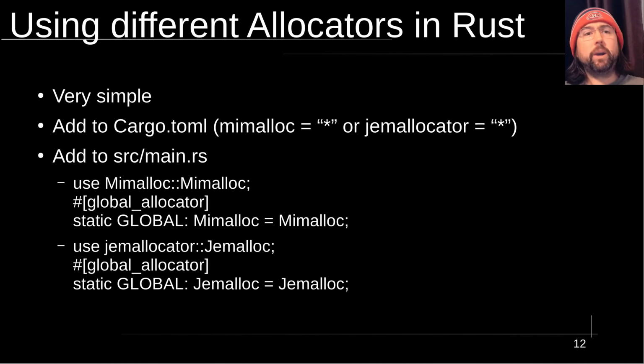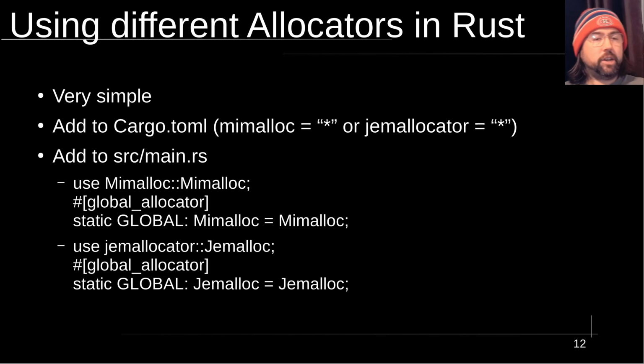So how do you go about using different allocators in Rust? Well, it's very, very simple. First of all, you just add to your Cargo.toml the crate which will provide the allocator for you. So in the case of mimalloc, it's just mimalloc equals whatever version of mimalloc you would like to use, or jemallocator equals whatever version you would like to use.